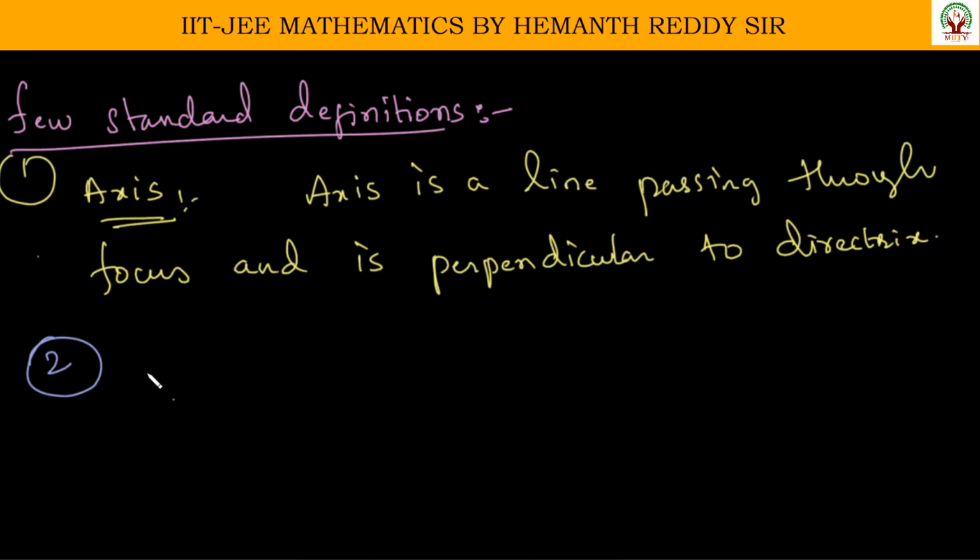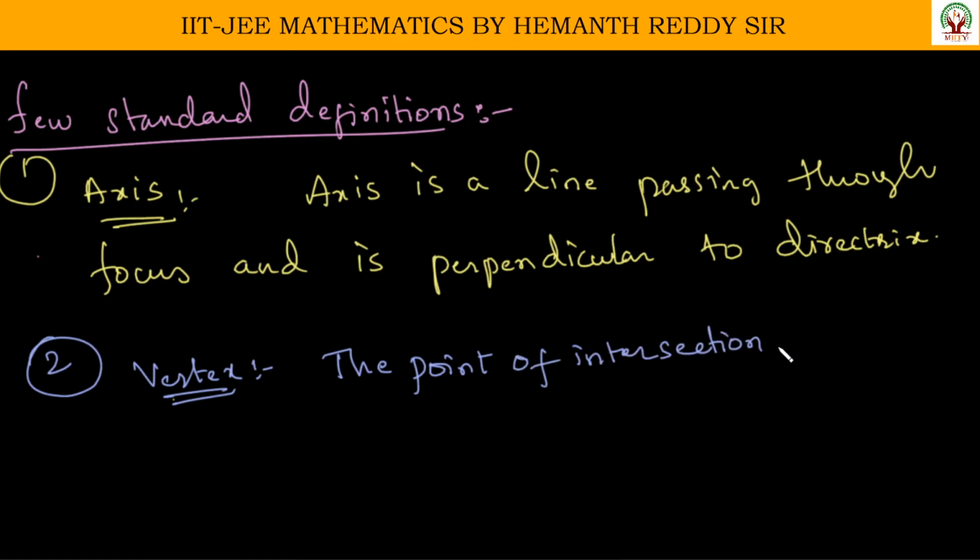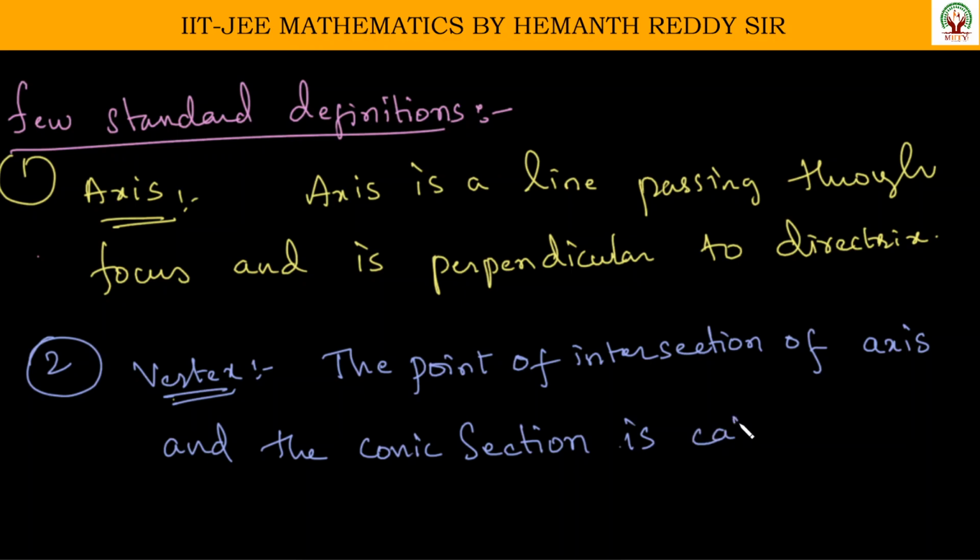Point number 2. Vertex. The point of intersection of the axis and the conic section. The axis meets the conic section at a point, and that point is called the vertex. The point of intersection of the axis and the conic section is called the vertex.